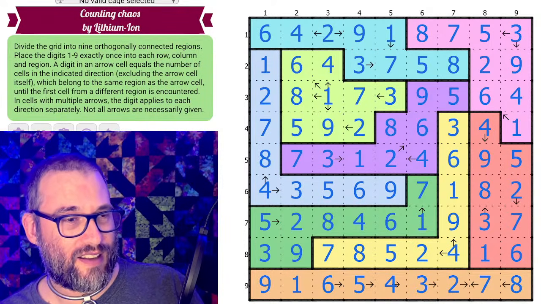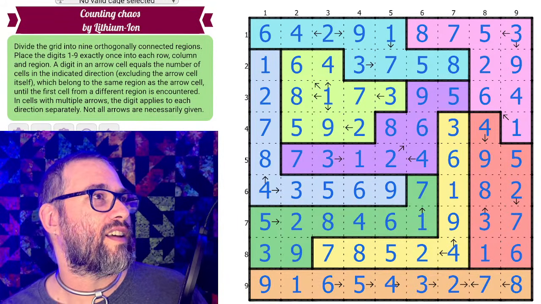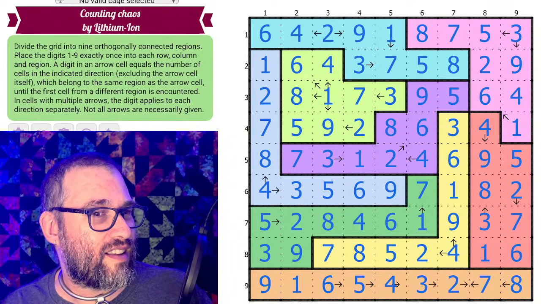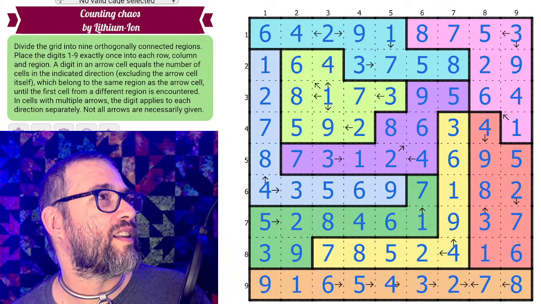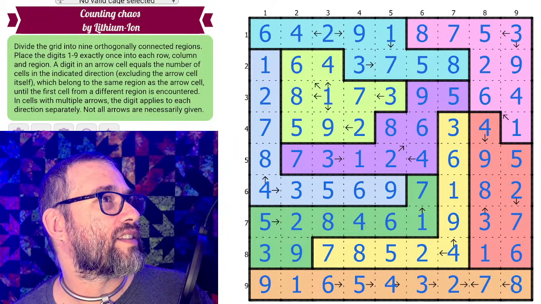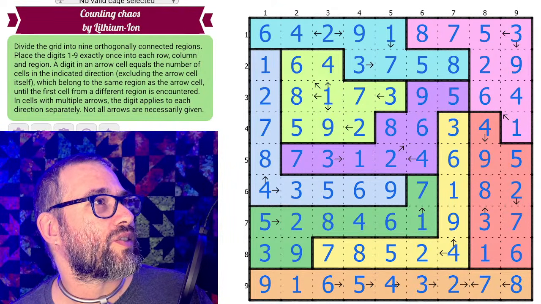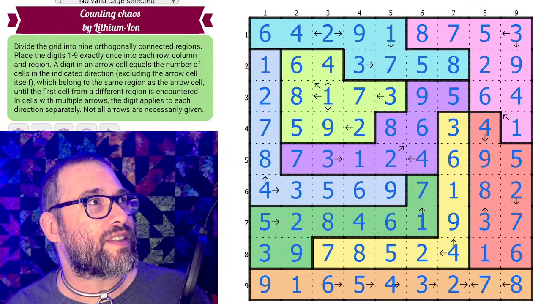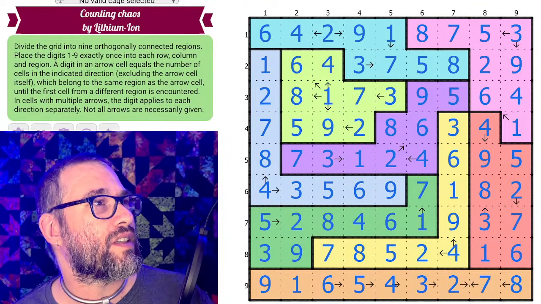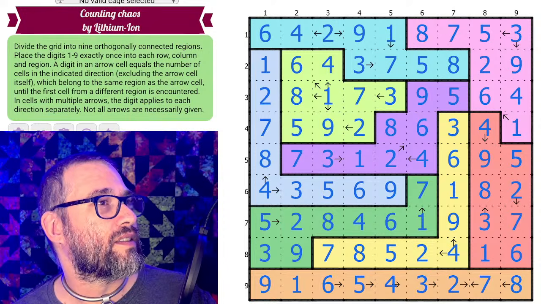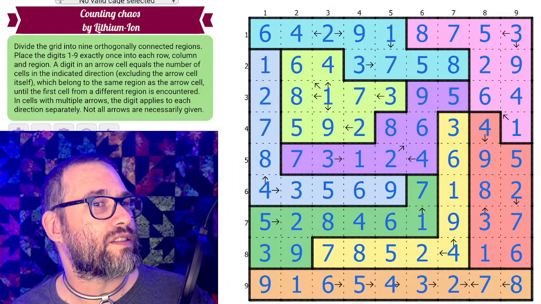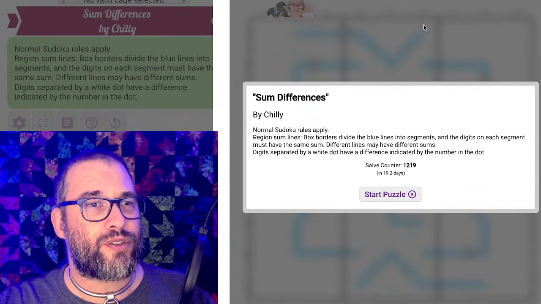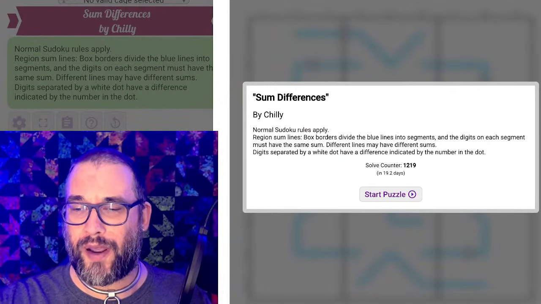All right. Let's do this chili puzzle with region, sum lines, and difference dots. Though, actually, I'm going to take a real quick break. I'll be right back.